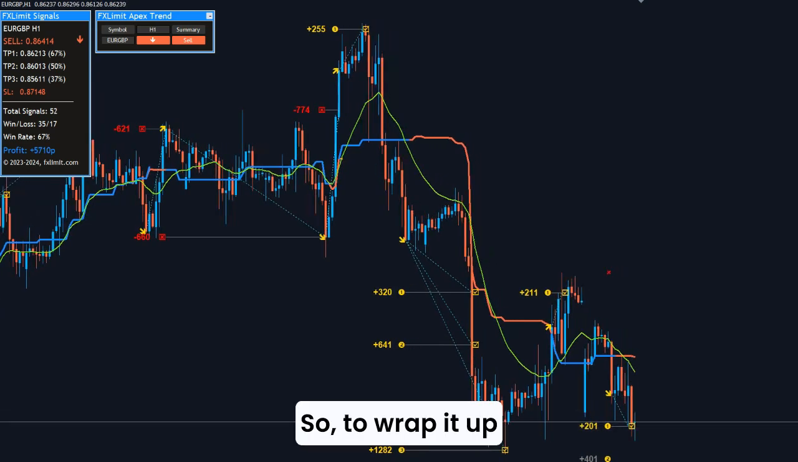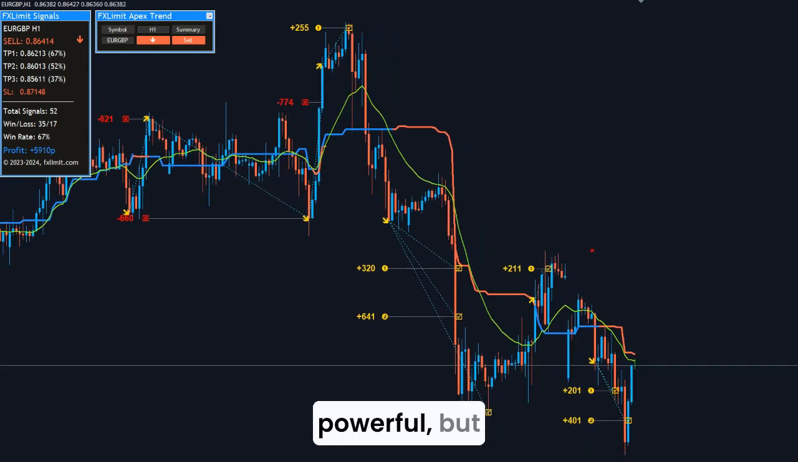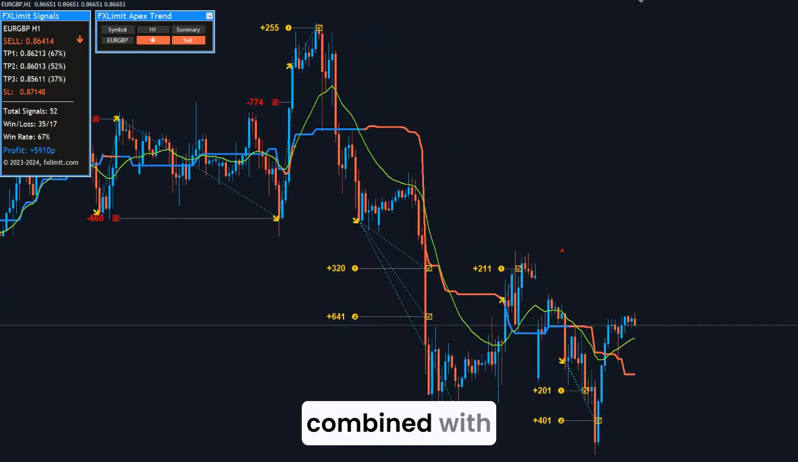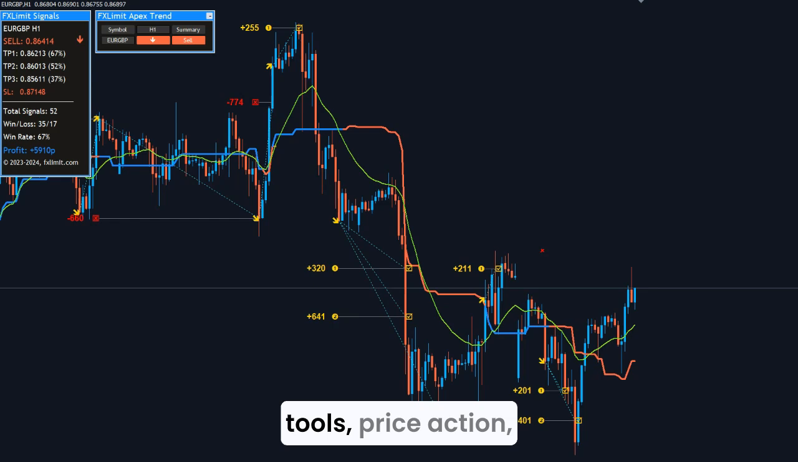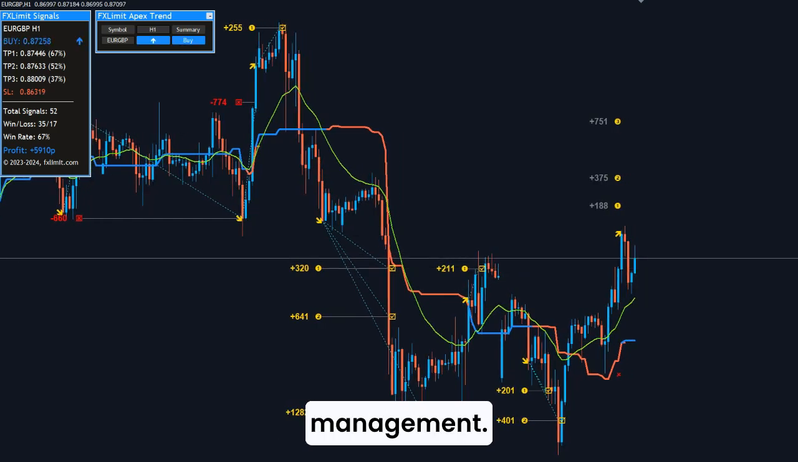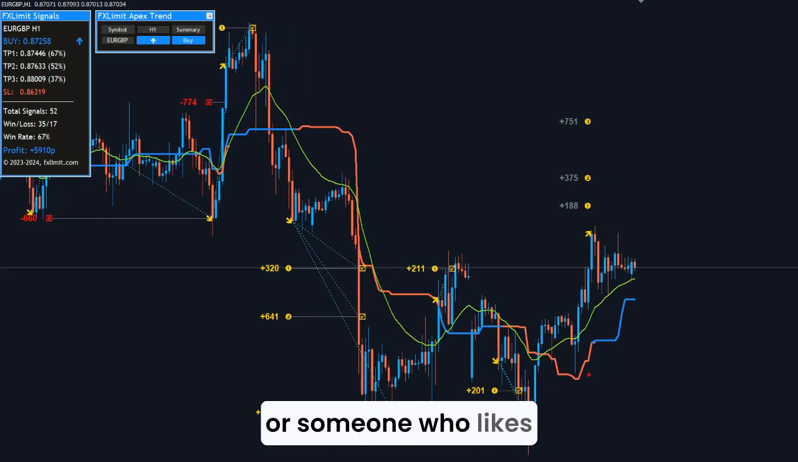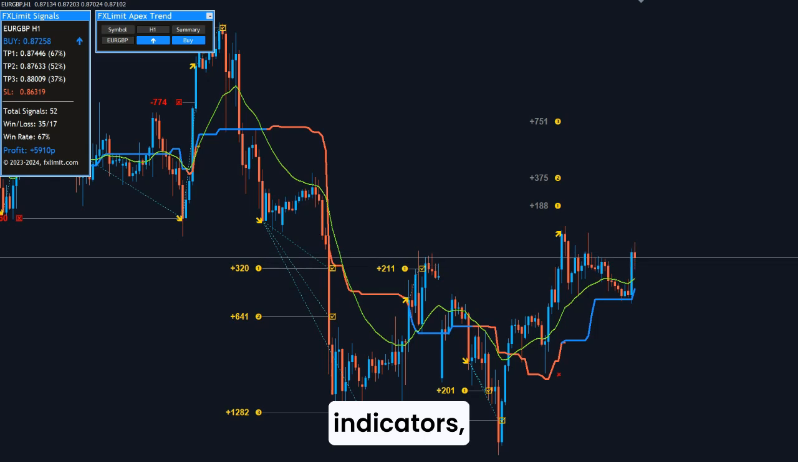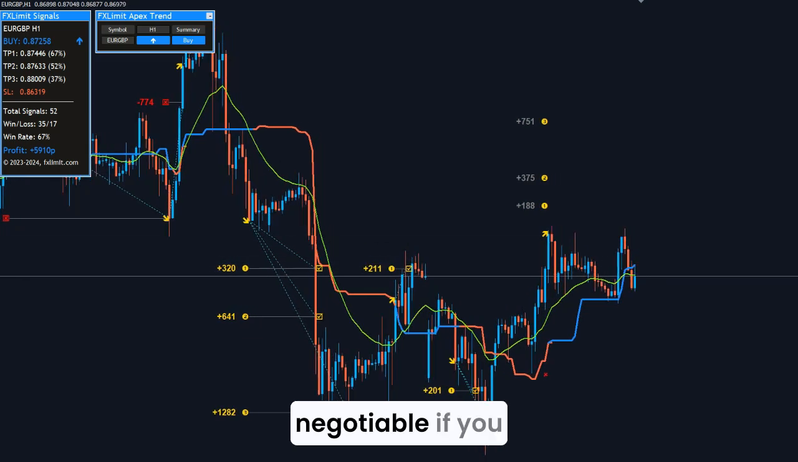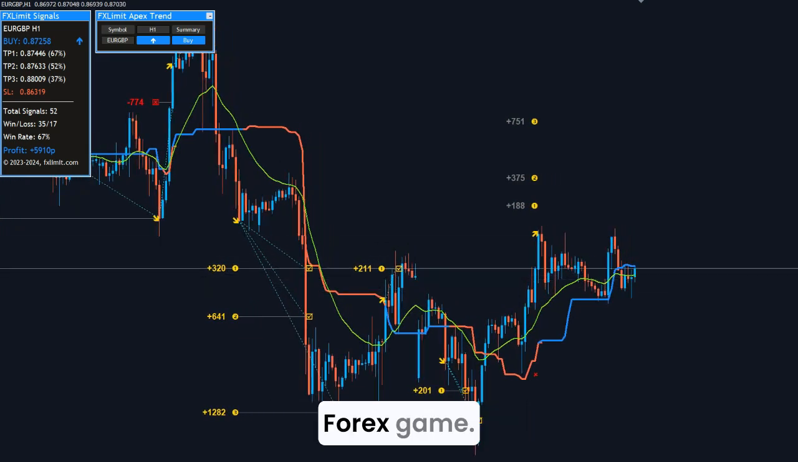So, to wrap it up, trend lines are powerful, but they're even more effective when combined with proper confirmation tools, price action, and solid risk management. Whether you're a price action purist or someone who likes to use advanced indicators, mastering trend lines is non-negotiable if you want to elevate your Forex game.